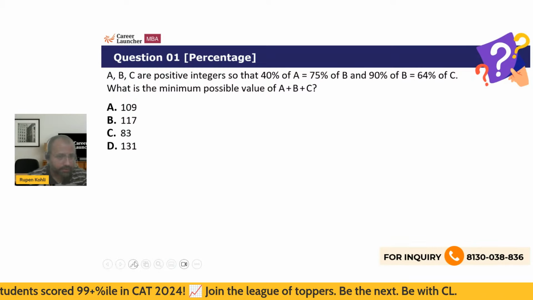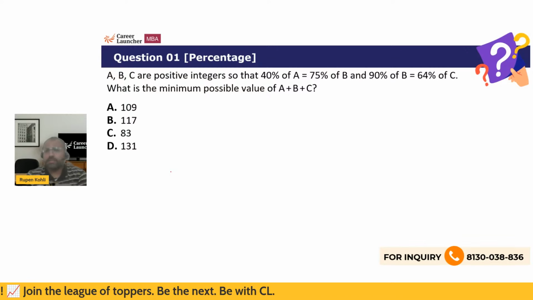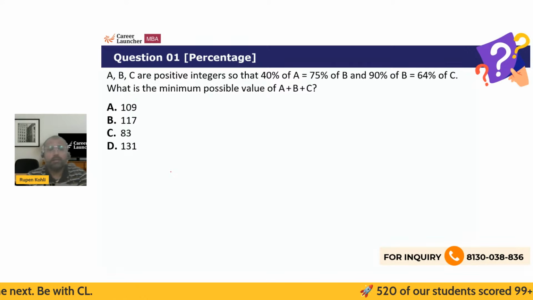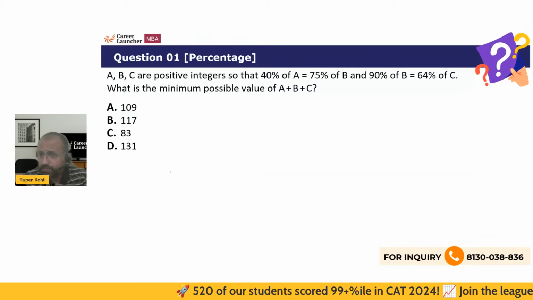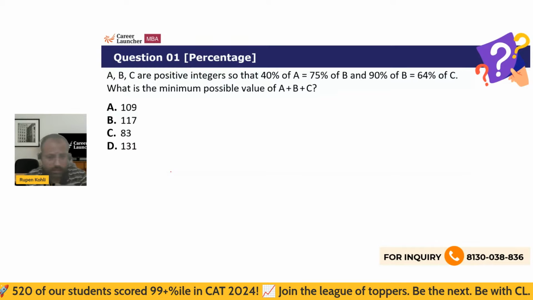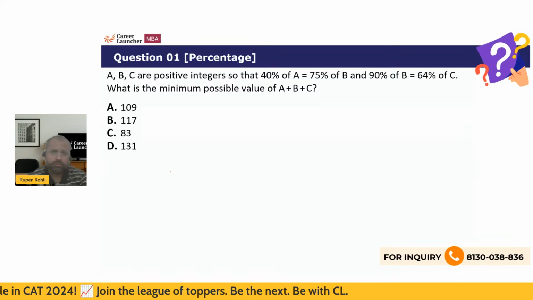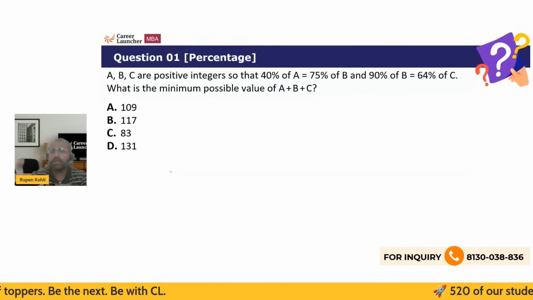Okay, so here's the first one. Percentages. A, B, C are positive integers, so that 40% of A equals 75% of B and 90% of B equals 64% of C. What is the minimum possible value of A plus B plus C? So again, the basic question of percentage, or you can say even ratios, because any percentage comparison leads to ratio.